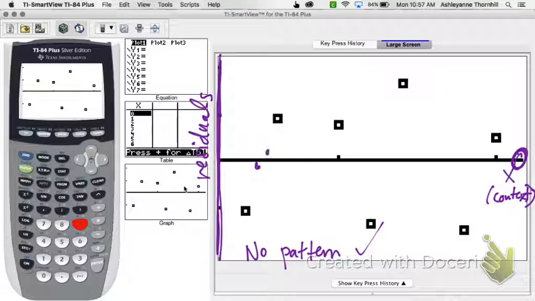If they were all really close, that would actually be even better, because that would mean that our LSRL is really good at predicting our y values because they're all so close. Wait, so do you mean there shouldn't be a linear pattern, so this is not good enough?